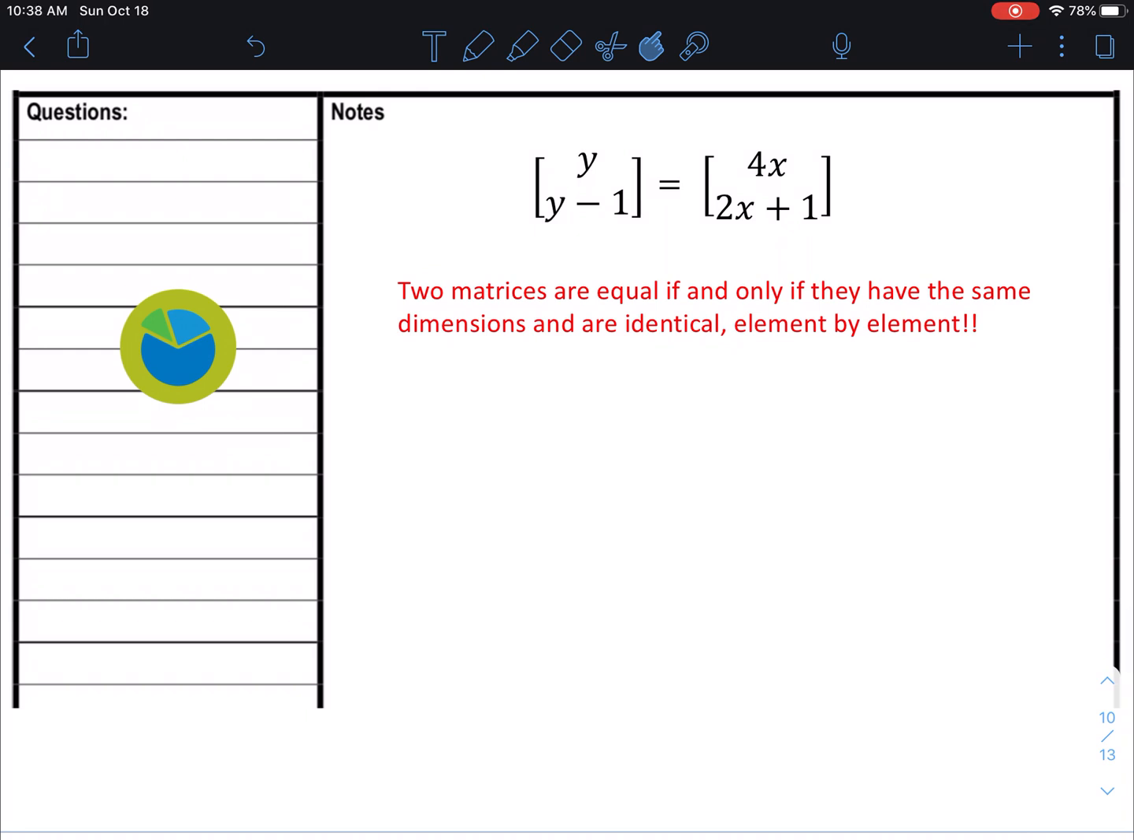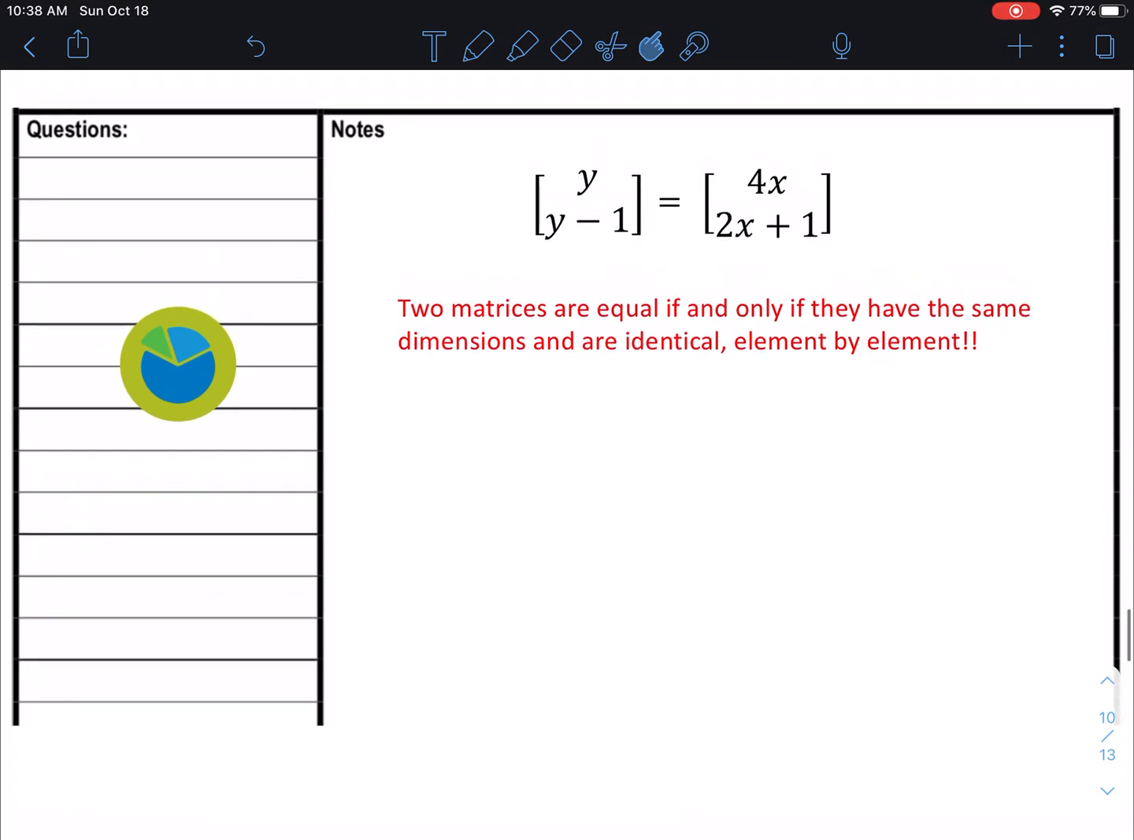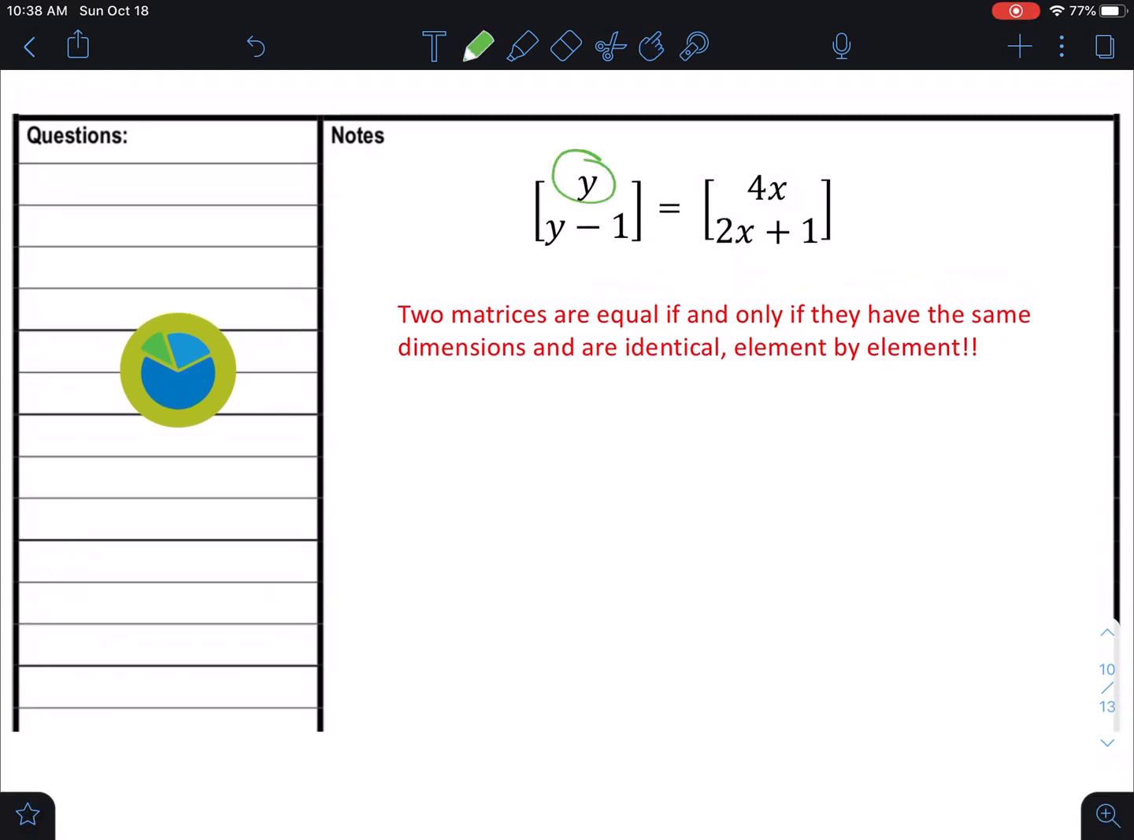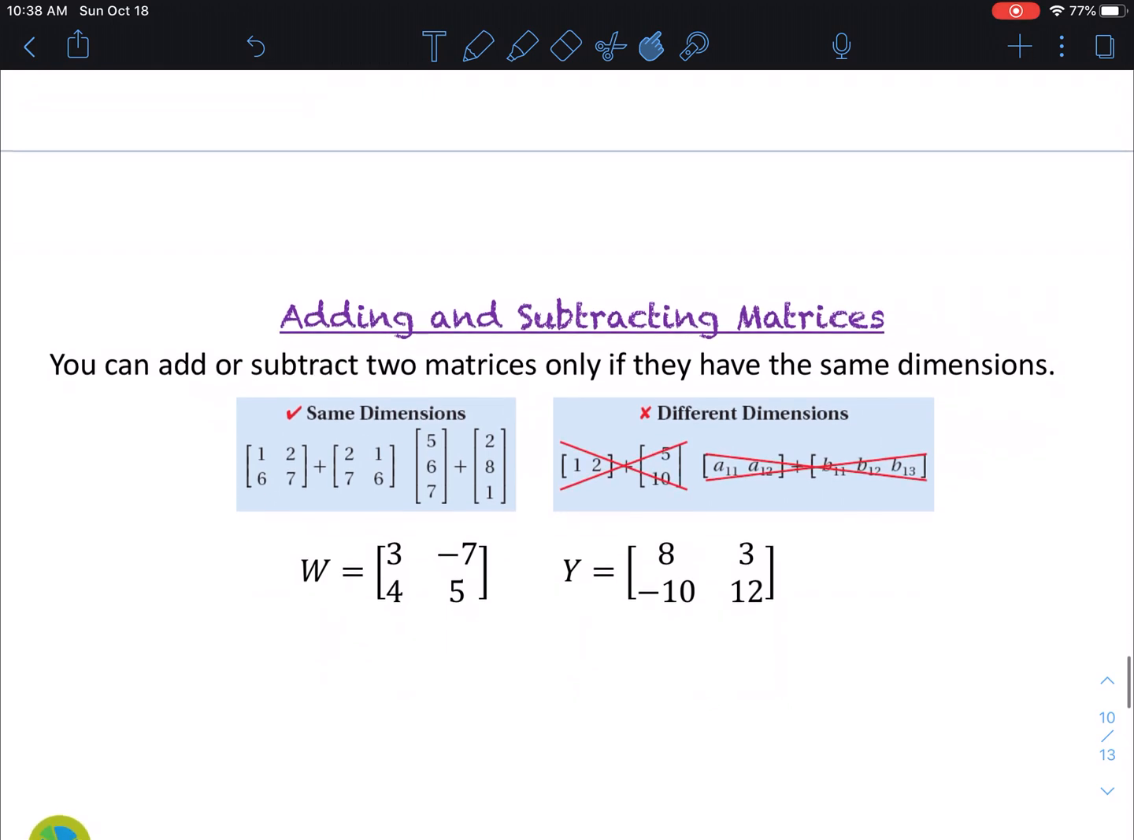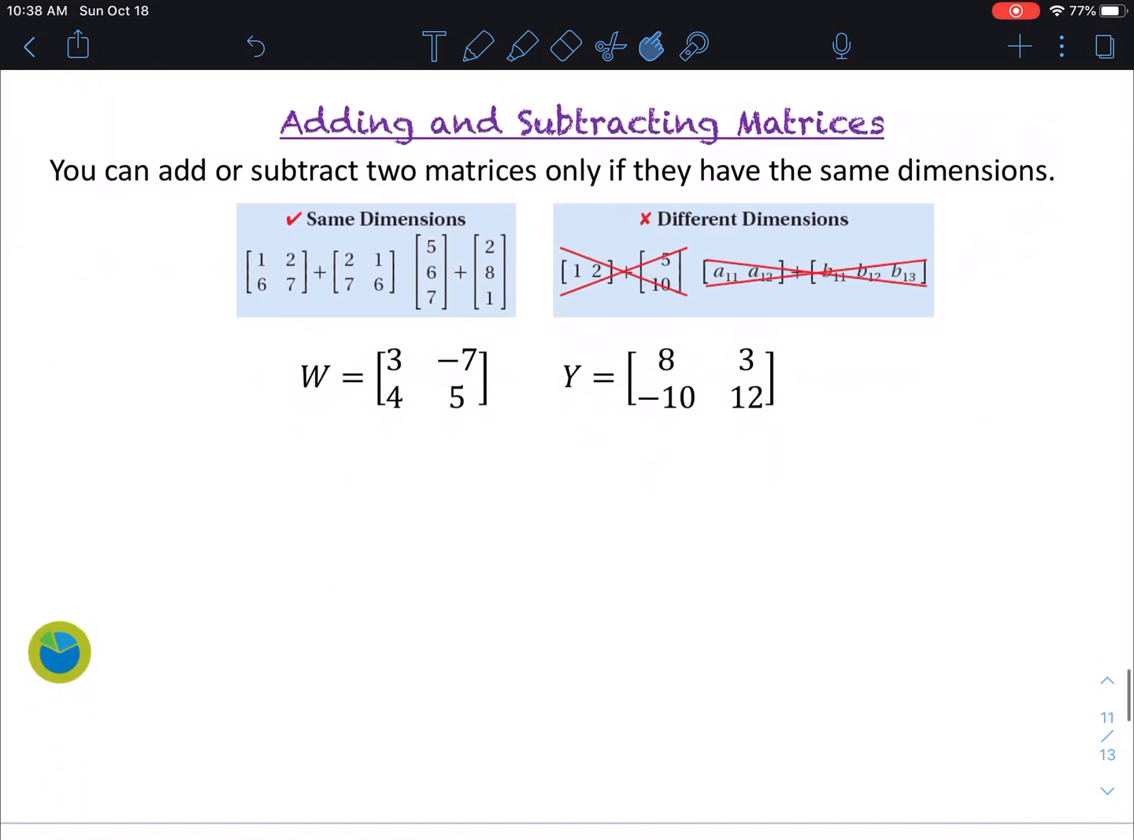In order for 2 matrices to be equal, they have to be exactly the same dimensions and identical element by element. In other words, this would have to equal this in order for these to be the same. And this entry would have to equal this entry. They are both 2x1 matrices, so they have the same dimensions, but they have to be exactly the same elements in order for them to be equal.